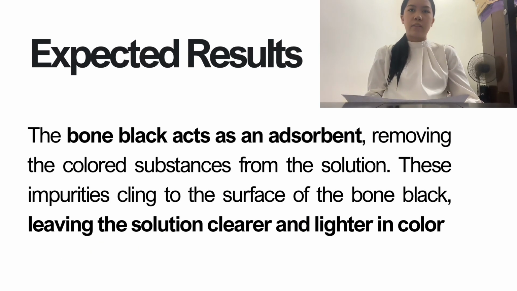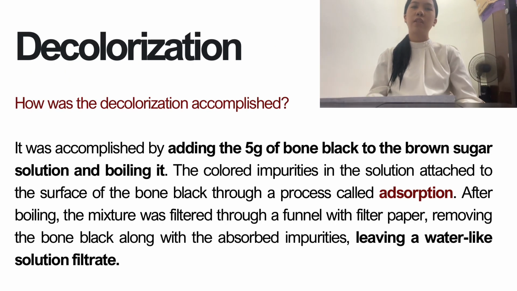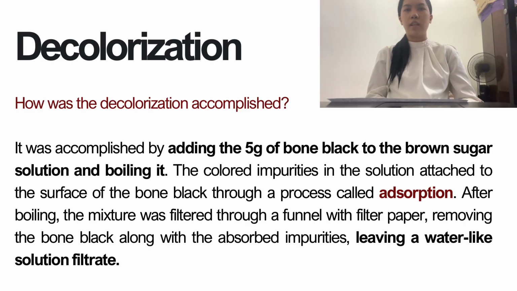The bone black acts as an adsorbent, removing the colored substances from the solution. These impurities cling to the surface of the bone black, leaving the solution clearer and lighter in color. So how was decolorization accomplished? It was accomplished by adding the 5 grams of bone black to the brown sugar solution and boiling it. The colored impurities in the solution attached to the surface of the bone black through a process called adsorption. After boiling, the mixture was filtered through a funnel with filter paper, removing the bone black along with the adsorbed impurities, leaving a water-like solution filtrate.